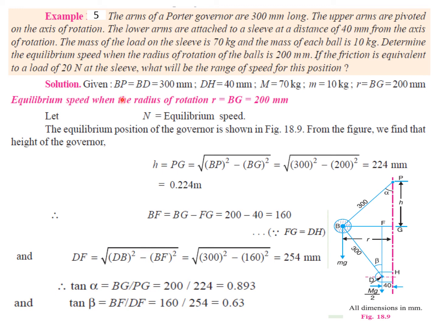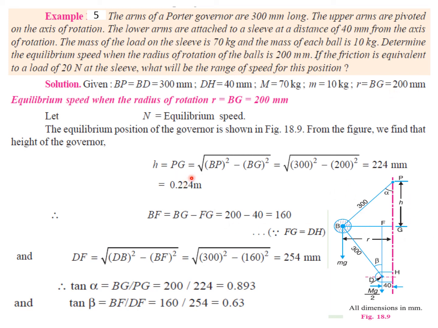Okay. Take down all the given data same as in your previous problems. BP is equal to BD is equal to 300 mm. DH, the offset distance, is 40 mm. Capital M is 70 kg, the mass of the central sleeve. Small m, the mass of the ball, is 10 kg. Radius of rotation BG is 200 mm. So same procedure. First we find the value of h.